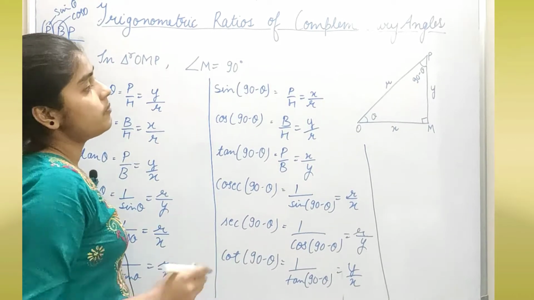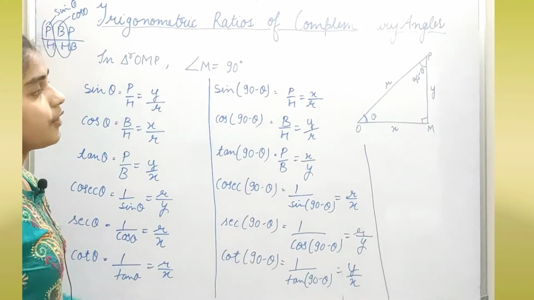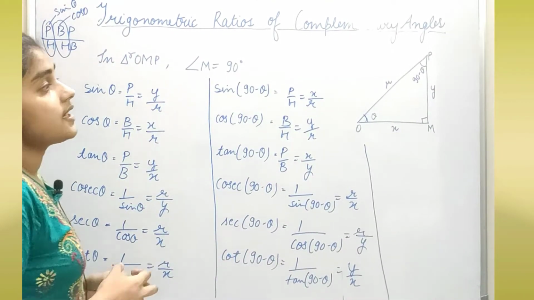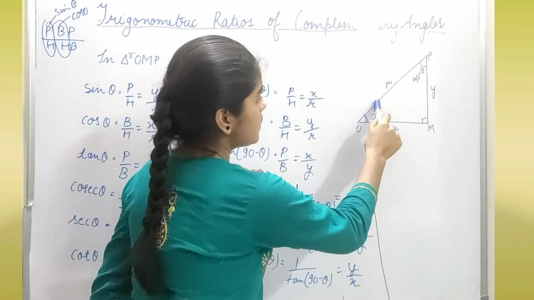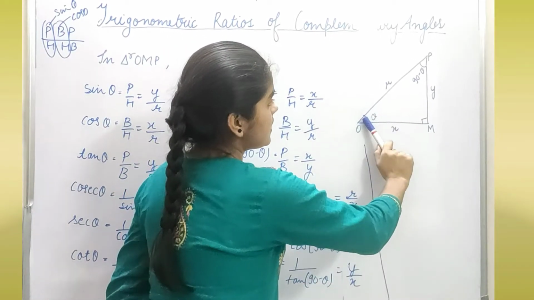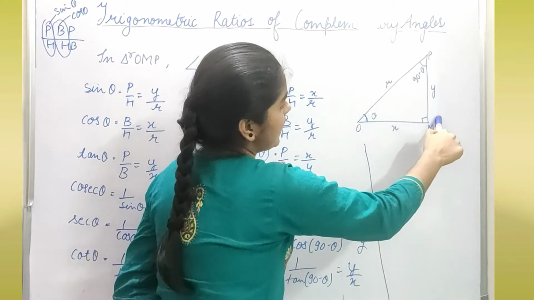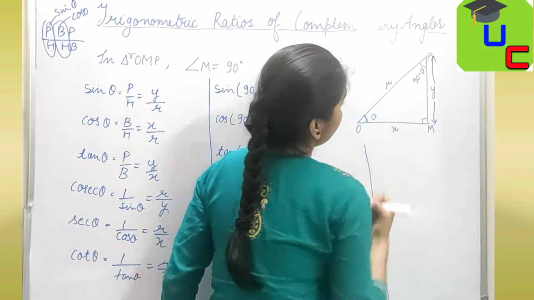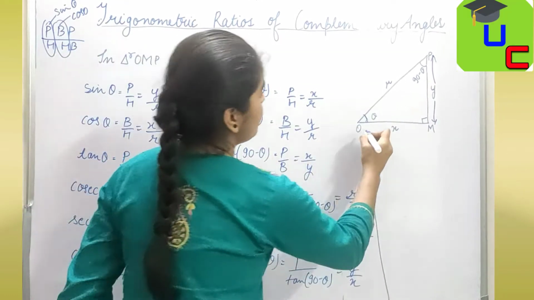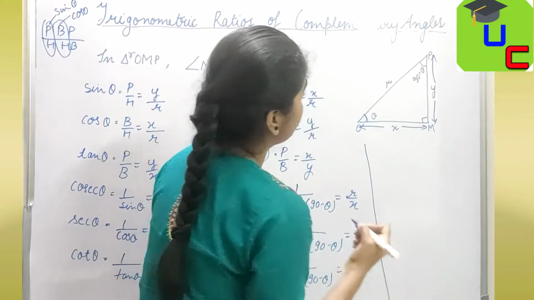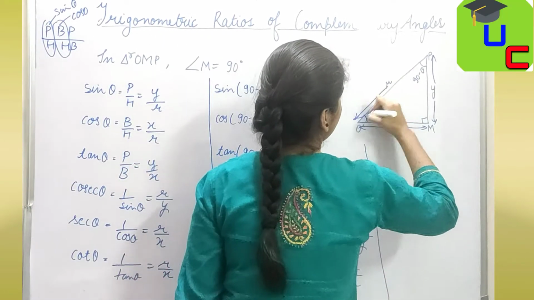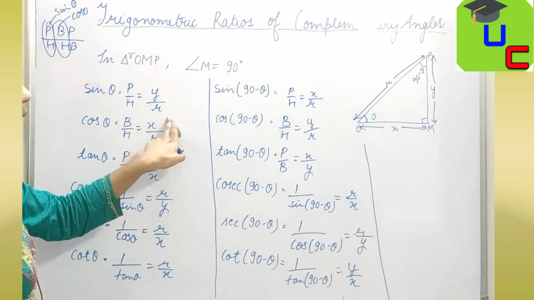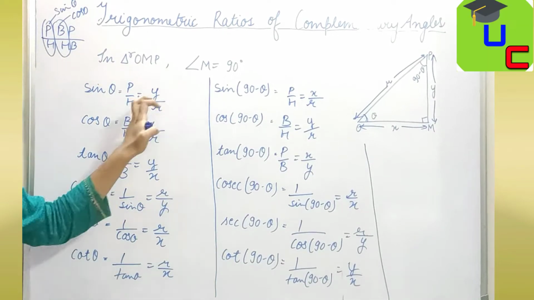If you assume this angle theta, what will be your perpendicular? We know that the perpendicular is the line just opposite to the angle. This is the angle, so which is the line opposite to this angle? PM is the line segment and this length is y. So perpendicular will be y for angle theta, base will be x, and hypotenuse will be the line segment r. Sine theta will be equal to y upon r, since perpendicular is y and hypotenuse is r.